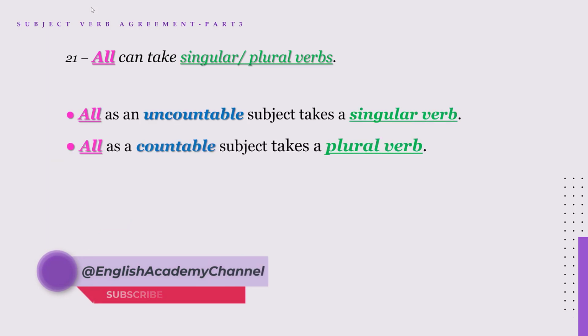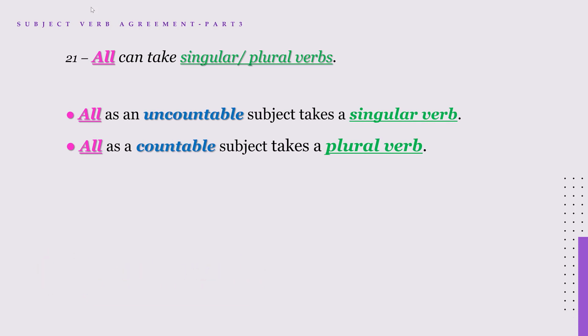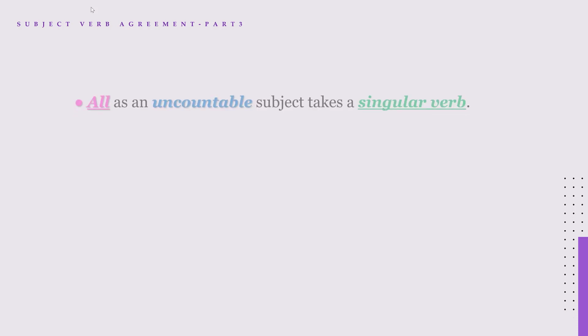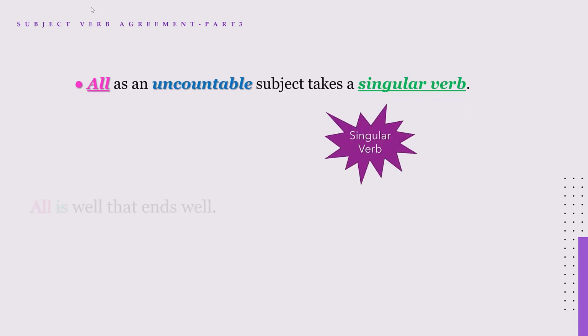All as an uncountable subject takes a singular verb, and as a countable subject takes a plural verb. Let's start with an uncountable subject. All is well that ends well.